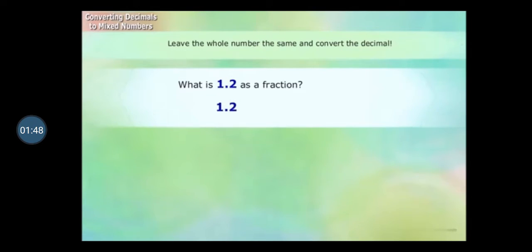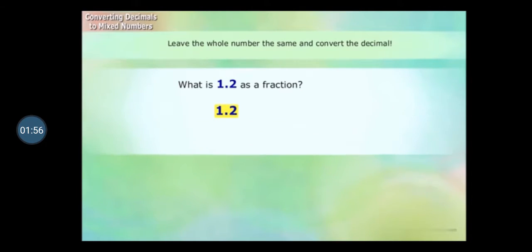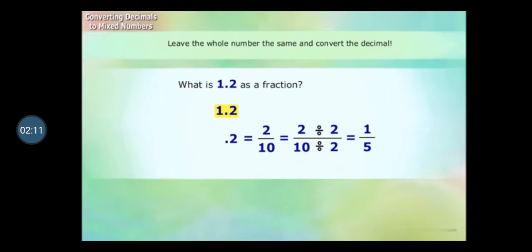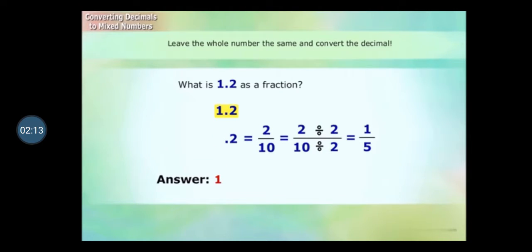What is 1.2 as a fraction? Here 1 is the whole number and 2 is the decimal part. So we have to keep 1 the same. We have to change only 0.2 and if we want to write it in the form of a fraction, it will be 2 upon 10 because after the decimal there is only one digit. So in the denominator there will be 10. And if we want to simplify it, we can divide both numerator and denominator by 2 and we get the answer as 1 whole 1 upon 5.